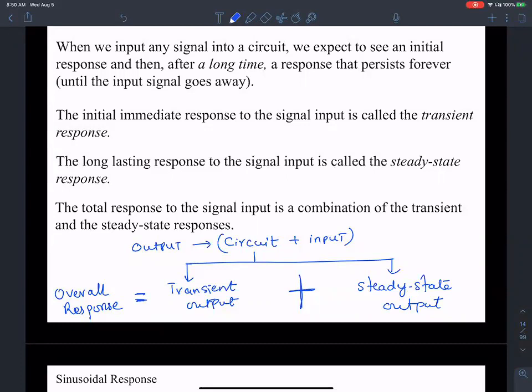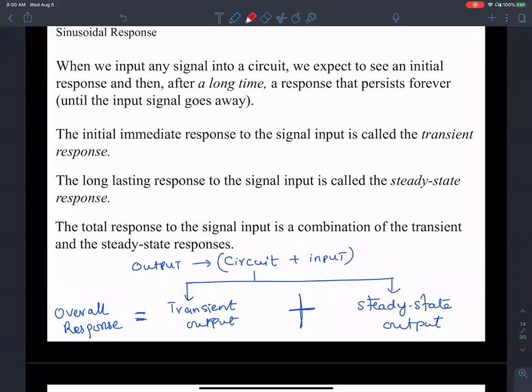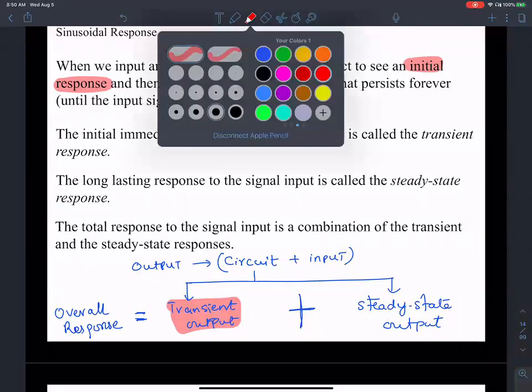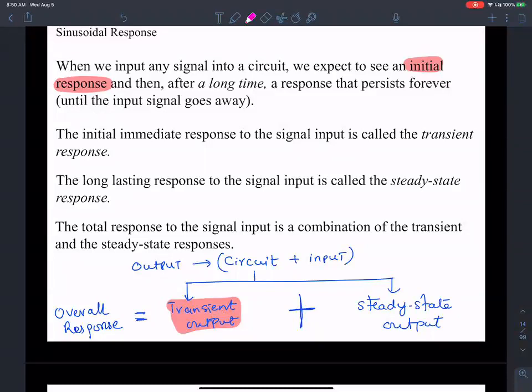Okay. The overall response is the sum of the transient output and the steady state output. The transient is the knee-jerk sudden output that occurs when the input switch is just turned on. So when we input any signal into a circuit, we expect to see an initial response that's called the transient response. And then after a long time, after we have given it enough time to settle, we see a response that persists forever. That's called the steady state response.